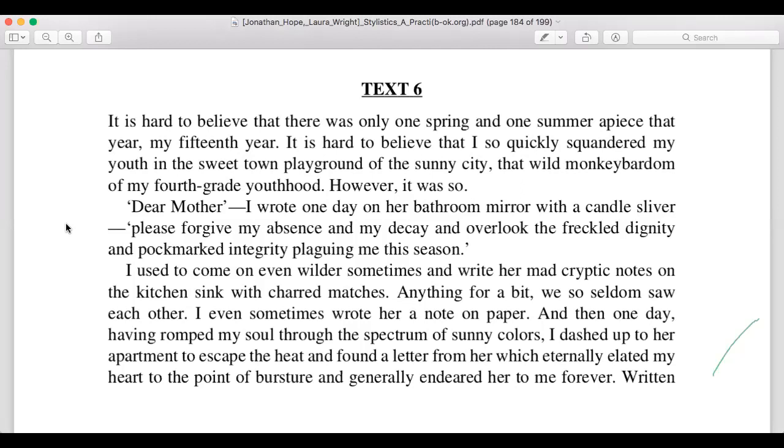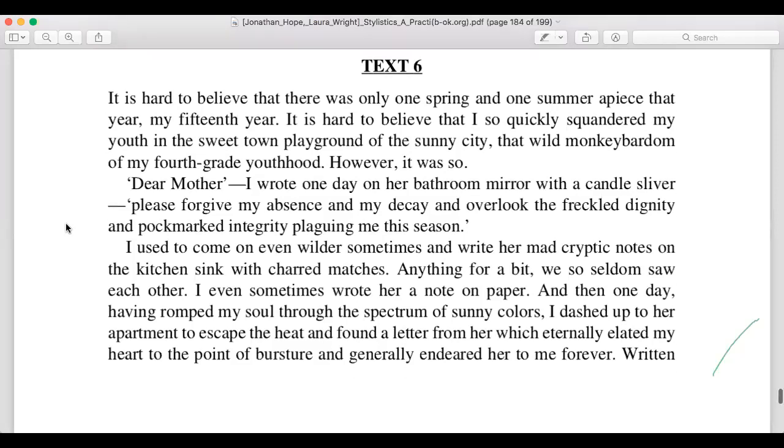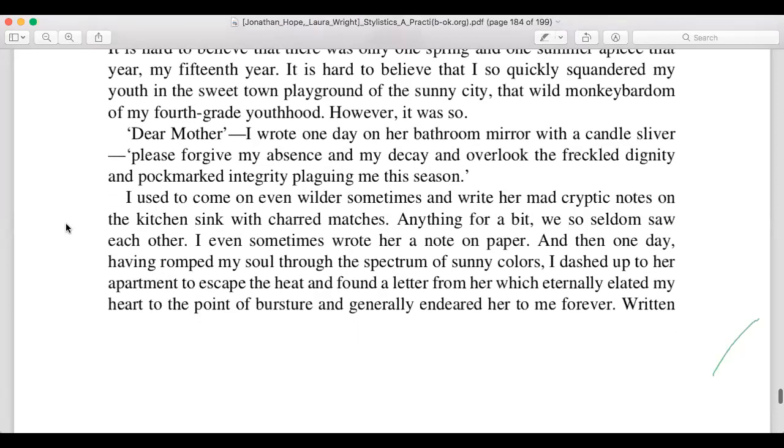I used to come on even wilder sometimes and write her mad cryptic notes on the kitchen sink with charred matches. Anything for a bit. We so seldom saw each other. I even sometimes wrote her a note on paper. And then one day, having romped my soul through the spectrum of sunny colors, I dashed up to her apartment to escape the heat and found a letter from her which eternally elated my heart to the point of bursting and generally endeared her to me forever.